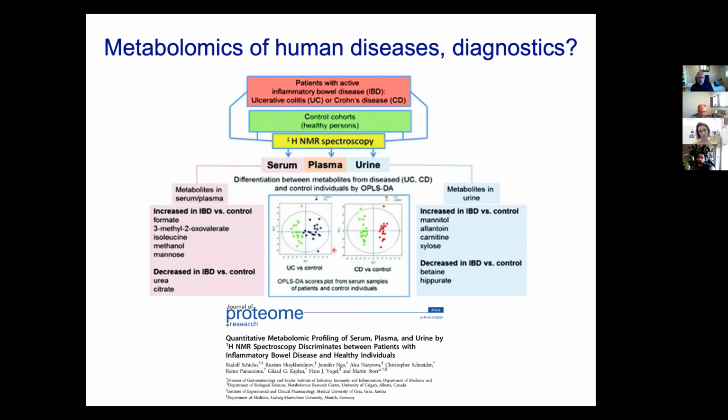So the mixture of metabolites is different. And you can actually say, well, these ones are increased and these ones are decreased. And you can do the same thing in urine. This is a sample of urine. I think this is Crohn's disease versus control. Oh no, these are both serum samples, but you can do the same thing in urine. And now there's a group of other metabolites that are increased and decreased with disease.